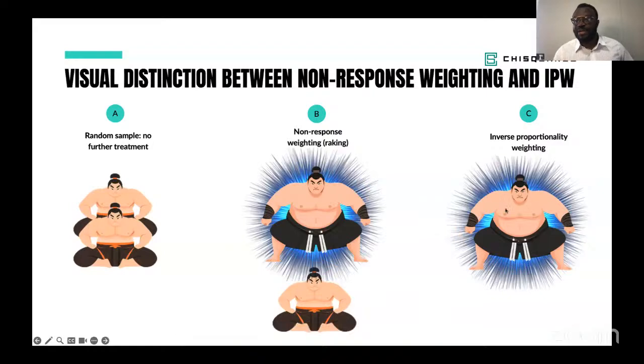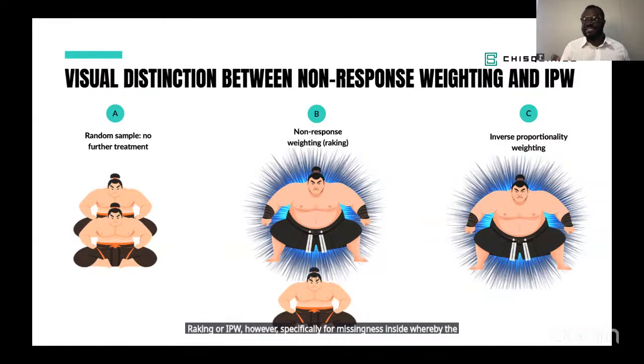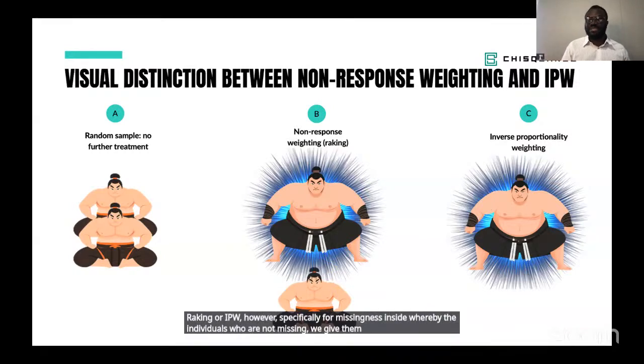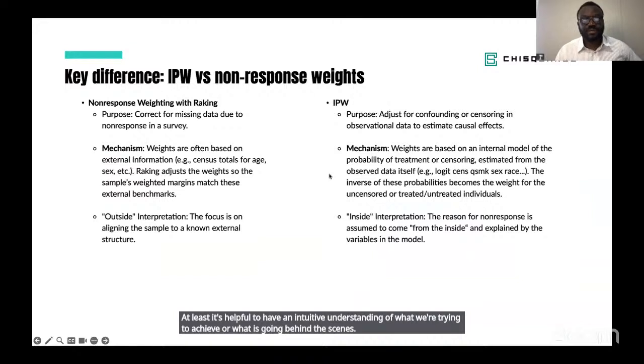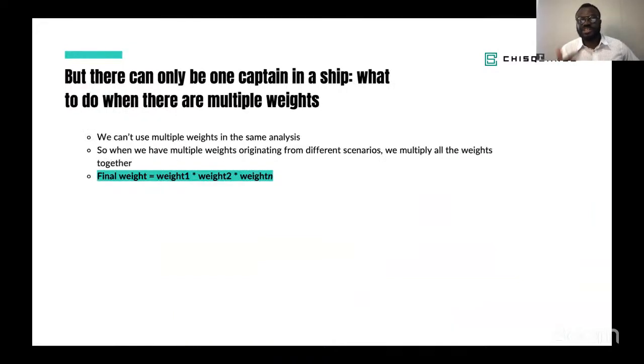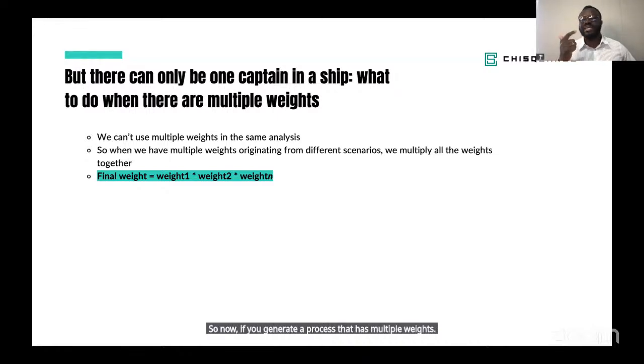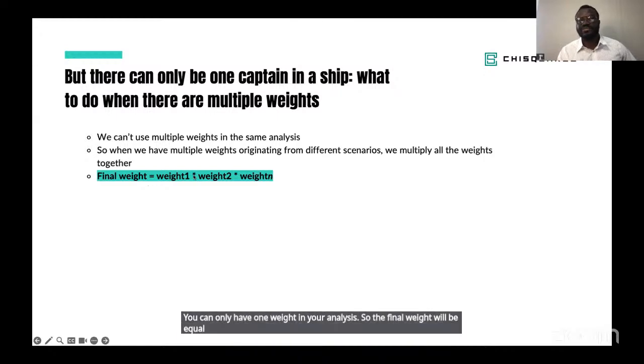Raking or IPW, however, is specifically for missingness inside, whereby the individuals who are not missing, we give them extra weight so that they now represent all those people who have missing values. We're going to cover a lot more of this in the next webinar on complex survey design, but at least it's helpful to have an intuitive understanding of what we're trying to achieve or what is going on behind the scenes. Now, if you generate a process that has multiple weights, you can only have 1 weight in your analysis. So the final weight will be equal to the product of all the weights. So weight 1 times weight 2 times weight n. That will be the final weight.